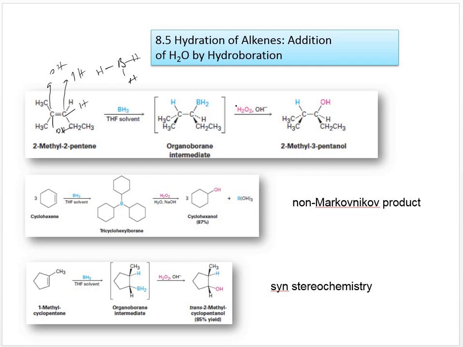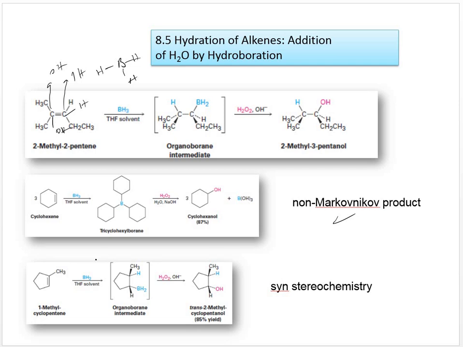So at the end, if you look at here, hydrogen adds itself to carbon with fewer hydrogens, which is the non-Markovnikov product. BH2 adds itself to carbon with more hydrogens, but later the carbon-boron bond is broken and OH is inserted here. As a result, we get a non-Markovnikov product.